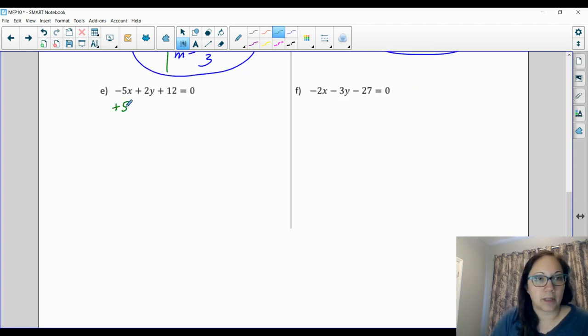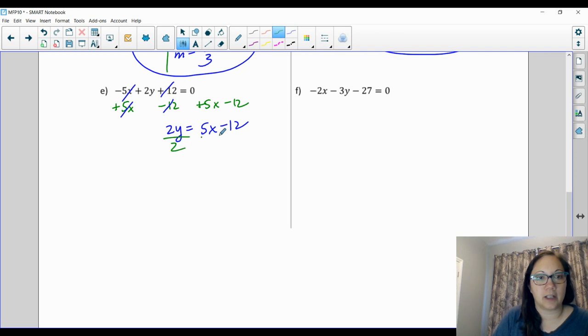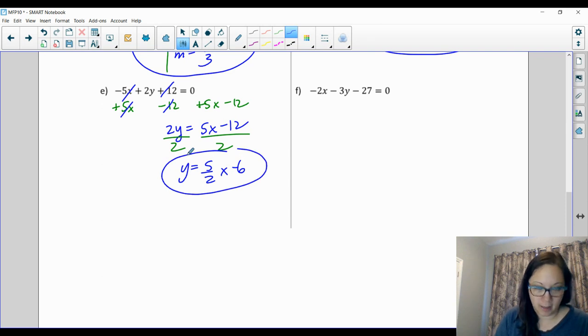I'm going to start E by adding 5x and subtracting 12 to each side. I end up with 2y equals 5x minus 12. I'm going to divide each side by 2. Y equals 5 over 2x minus 6. Oh, and I forgot to state the slope. Slope is 5 over 2. Last one.